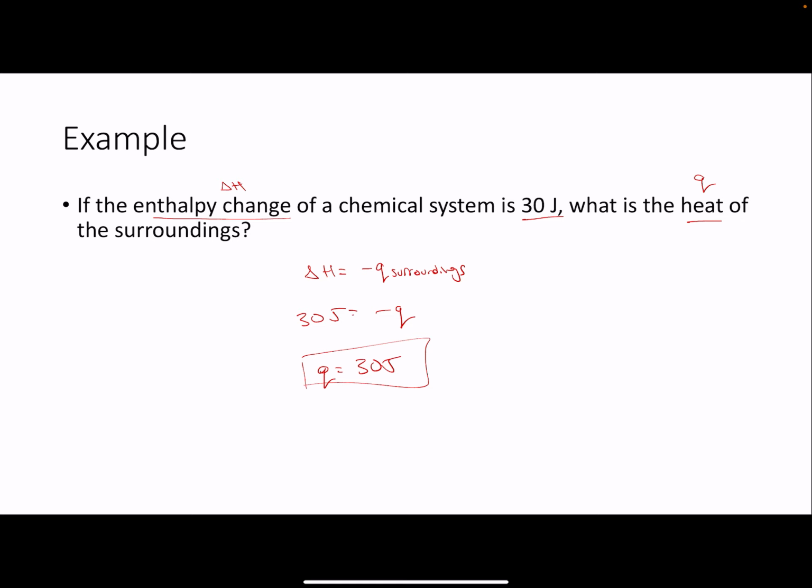Very simple calculation, but it's interpreting it. The system absorbed energy here because it's a positive value, and the system was the chemical reaction. So the surroundings, and that's where our mistake was, forgot to add the negative sign in here when we isolated for Q. The surroundings lost 30 joules of energy because of an endothermic process.